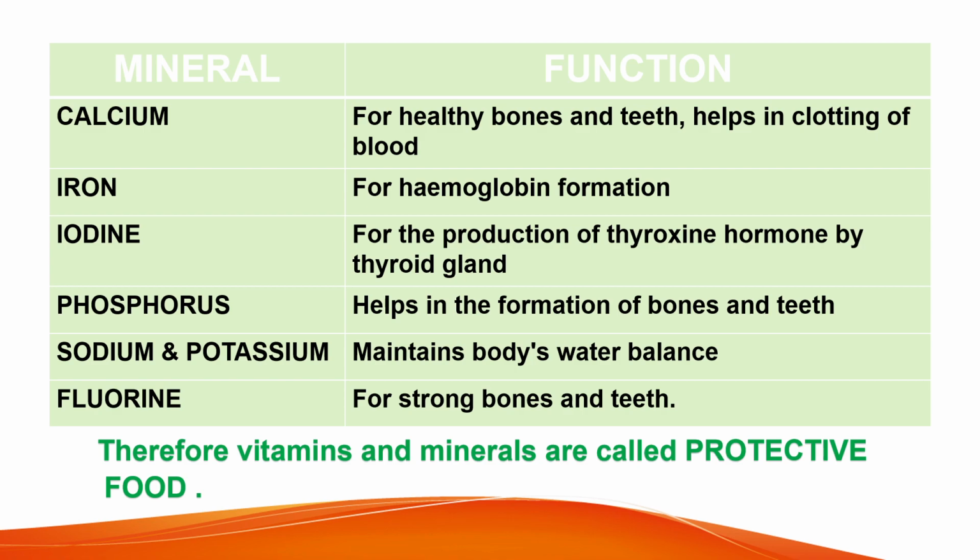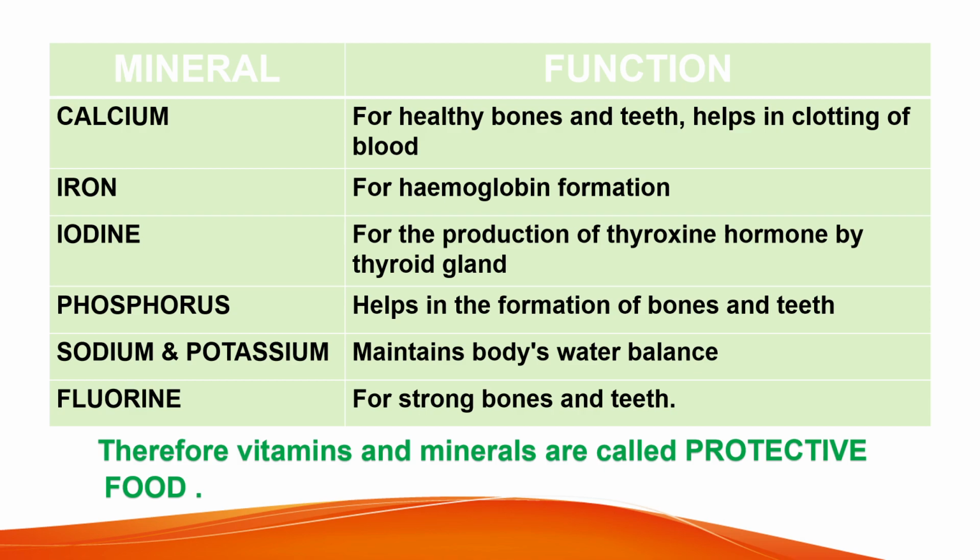Now you can see the functions of some minerals also, like calcium. Calcium for healthy bones and teeth. It also helps in clotting of blood like vitamin K. Iron for hemoglobin formation. In our blood, a protein is present which is called hemoglobin, and it carries oxygen to the cells. So it is very important that in our body hemoglobin should be formed. So iron helps in the formation of hemoglobin.